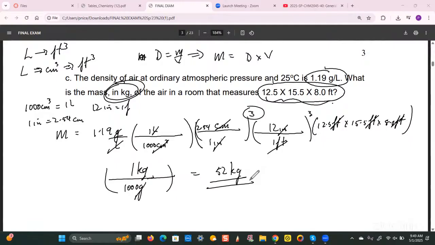In the fraction with the 1 inch in the denominator, what's the number on top? 2.54. 1 inch is equal to 2.54 centimeters. Okay, any other questions about this?